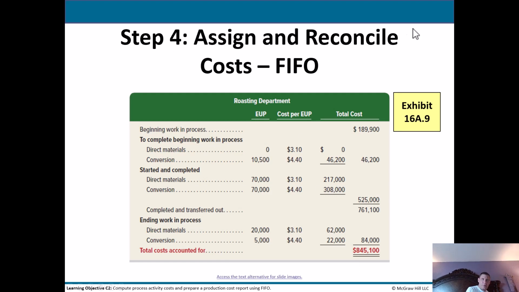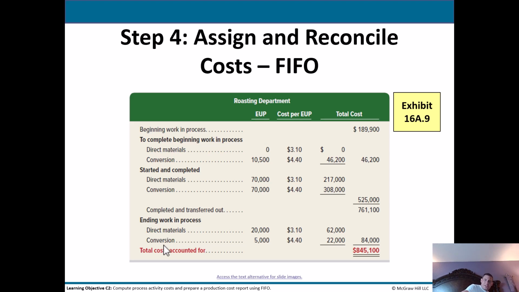And then finally, step 4, assign and reconcile the costs based on FIFO. So this is everything that we just did. You can see you've got the beginning work in process, this is where they completed the work in process. Started and completed, this is what they started and completed during the period. And then we have our ending work in process down here.